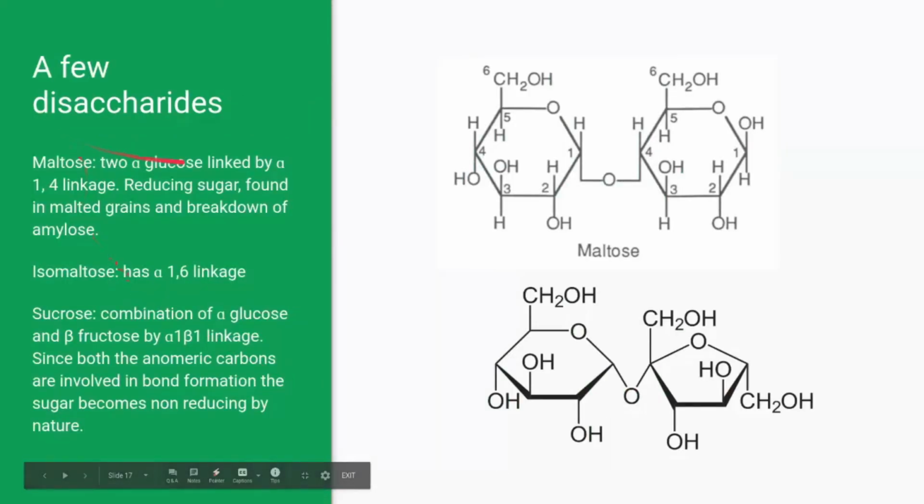So let's discuss a few disaccharides. You have maltose. It's a basic disaccharide of 2 glucose molecules. You have one here, and then you join them by a 1,4 linkage, 1,4 glycosidic bond. You have carbon 1, then you have carbon 4, and then you join them. Then you have isomaltose, which is an isomer of maltose itself.